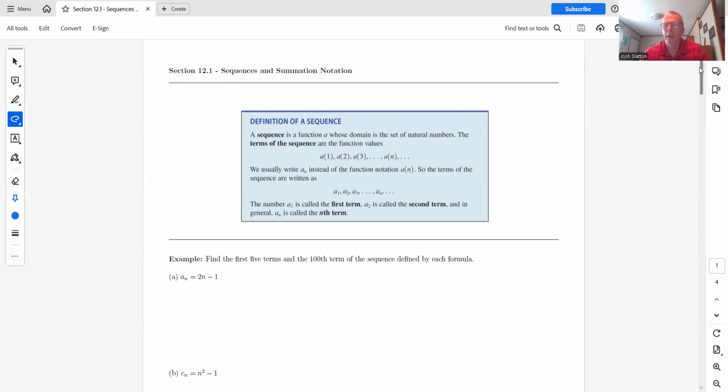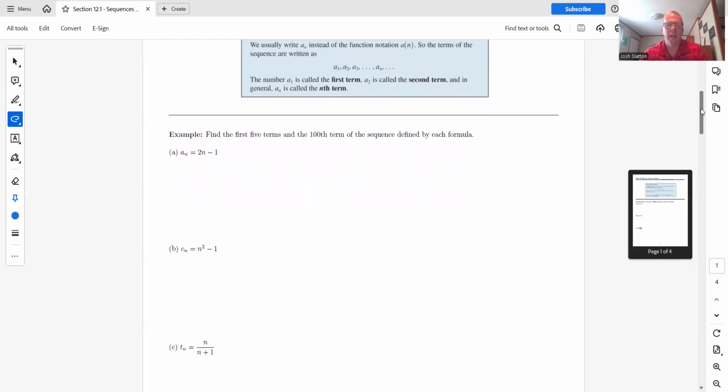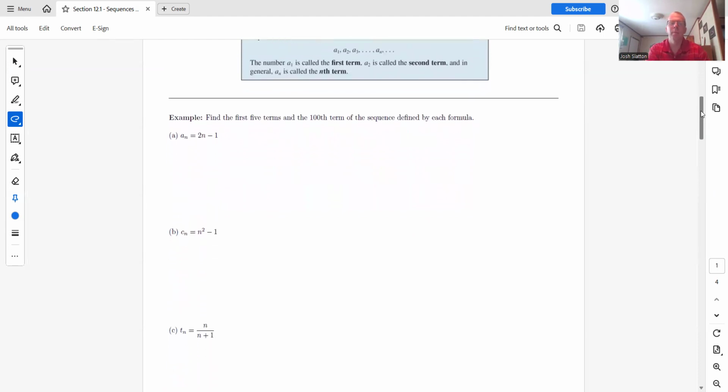So this first example, find the first 5 terms and the 100th term. So when we have this, this is the formula rule. So you can think of this as like an f of x. F of x equals 2x minus 1. And if you want to find f of 1, f of 2, f of 3, so on, you would know how to do that, or f of 100 even. So this is just the same thing.